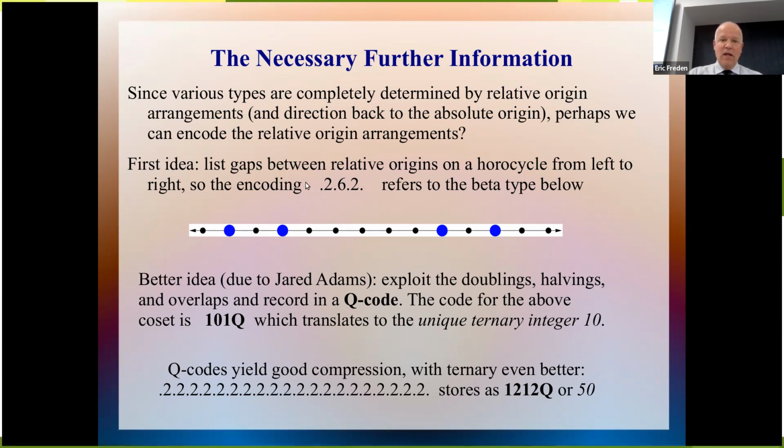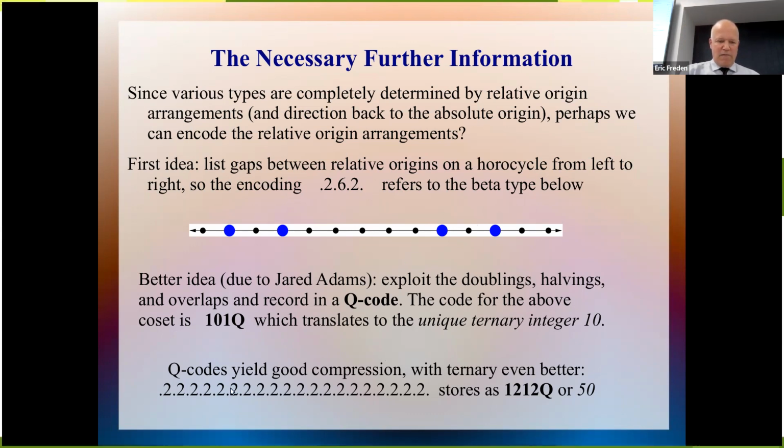Anyway, Jared Adams, who is my other outstanding student, a computer science guy, imagined in his mind's eye a way to compress all this. You can have really complicated arrangements of origins, big long documents. They're all palindromic. All the gaps are even length, but you can still have really convoluted arrangements of relative origins and cosets in the tree. It's crazy. So he came up with a way to compress this data. He calls it Q code.